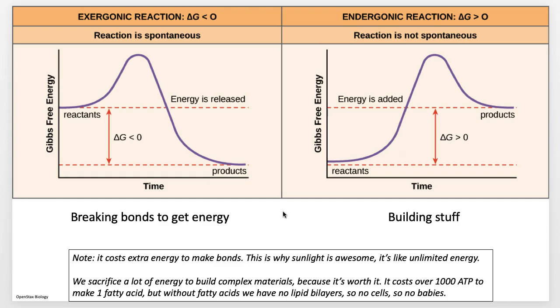So remember, the whole point of things on this planet is to make babies, okay? Now, you can't make babies if you don't have cells. And you can't have cells if you don't have a phospholipid bilayer. And you can't make a phospholipid bilayer out of phospholipids without fatty acids. So you have to make fatty acids if you want to make babies. See? Perfect logic. One fatty acid costs 1,000 ATP.